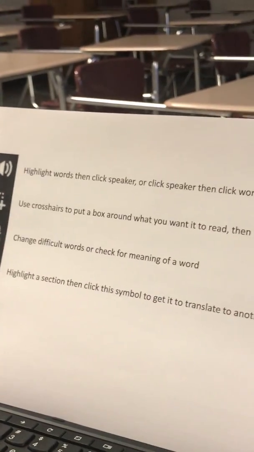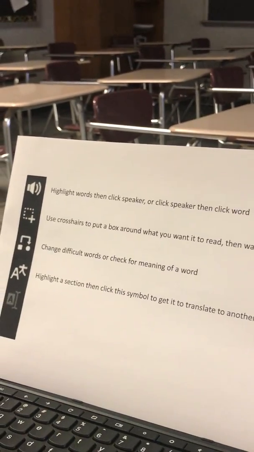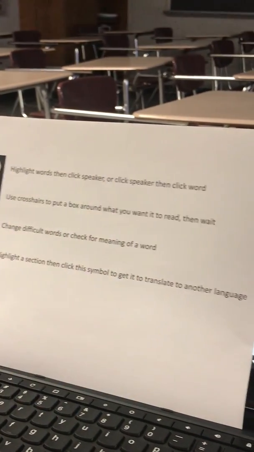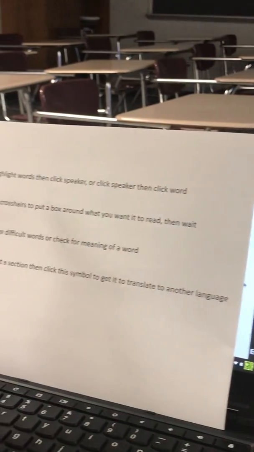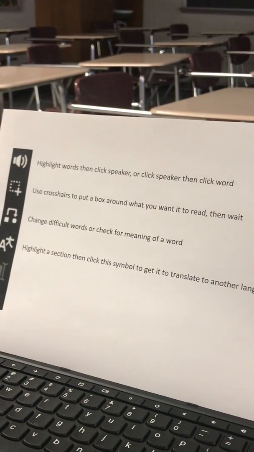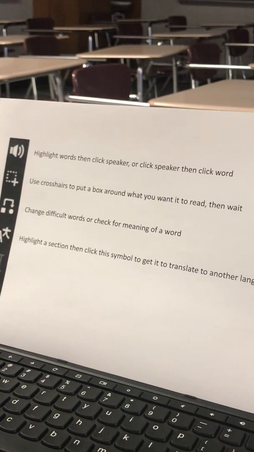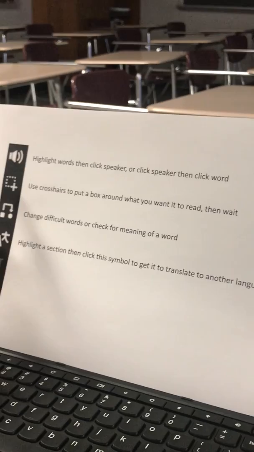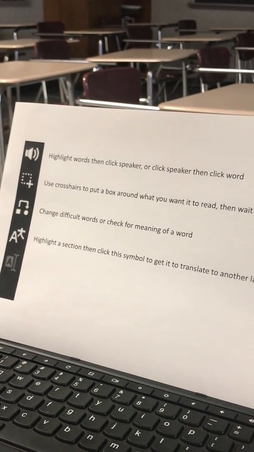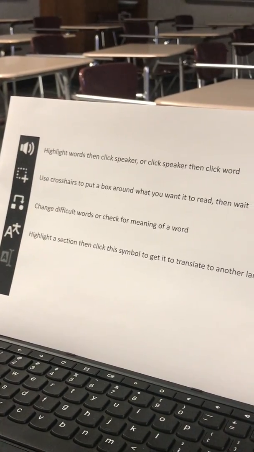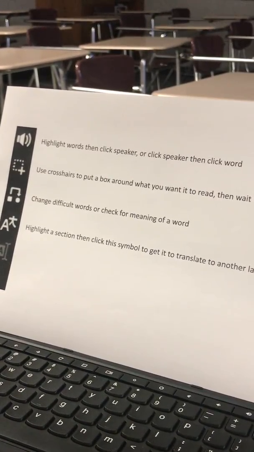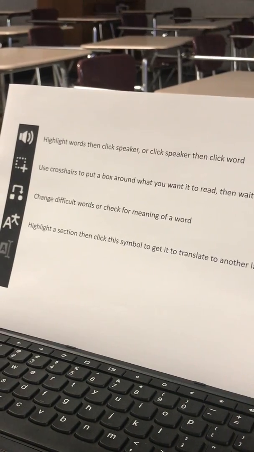So the speaker at the top, there are 3 different ways that you can get it to read to you. You can highlight words and then click the speaker, so click right up there. Or you can click the speaker and then just click a word, and it'll start reading, and it'll read and read until you click again. The third way to get it to read is to click the little crosshairs box, and it will give you a crosshairs, and you make a box around the text that you want it to read. And then when you unclick, you just wait. After a few seconds, it'll start reading to you what you put in the box.